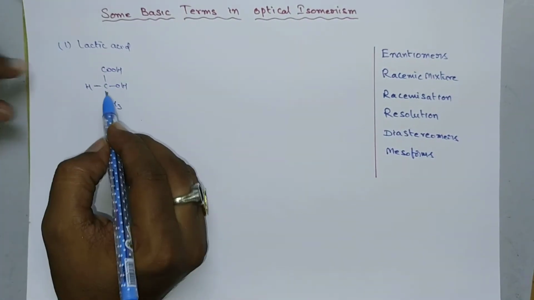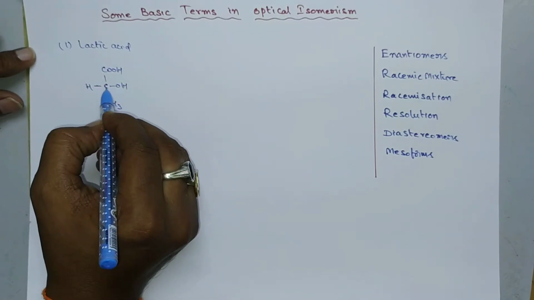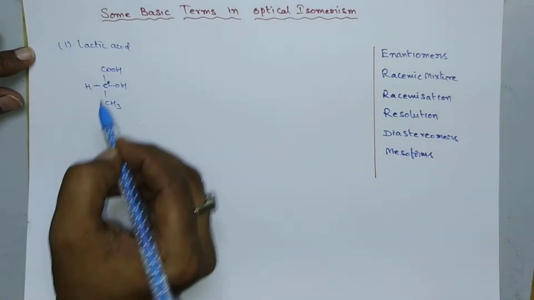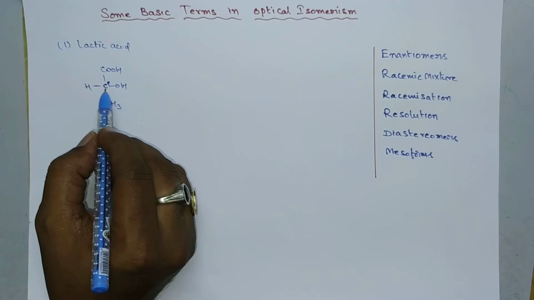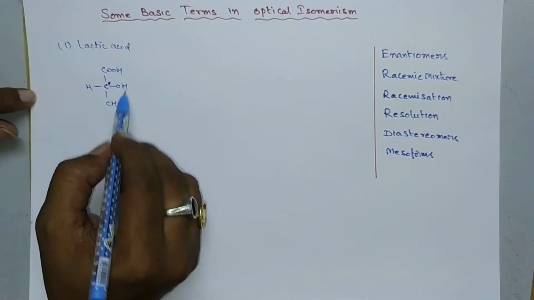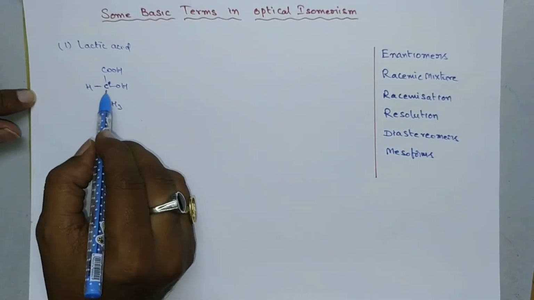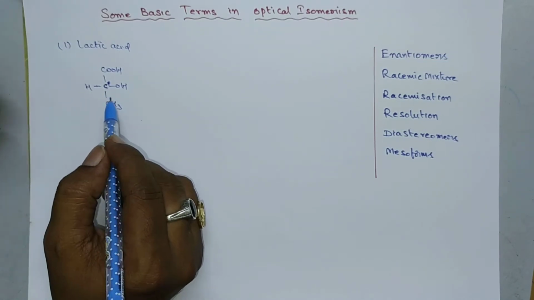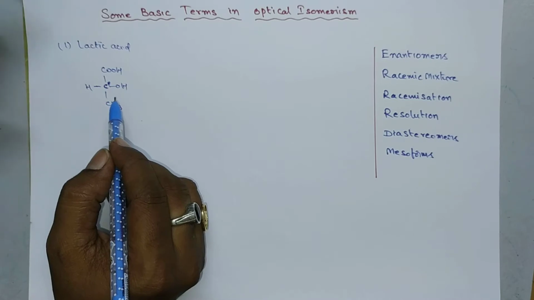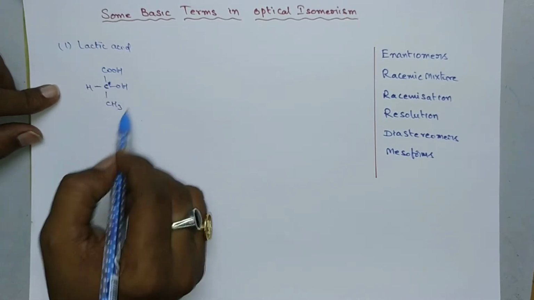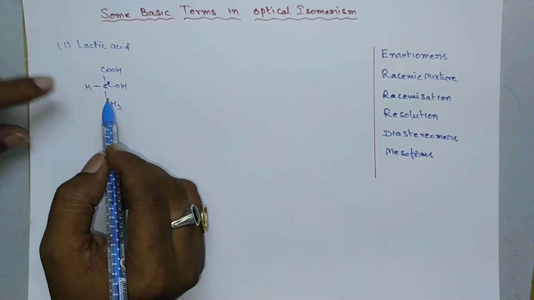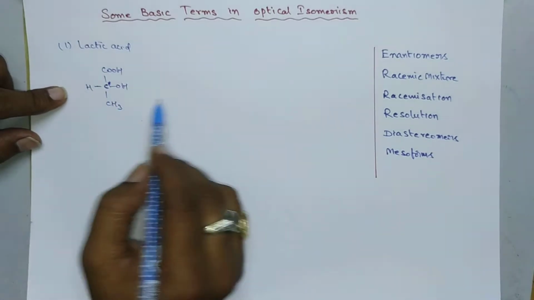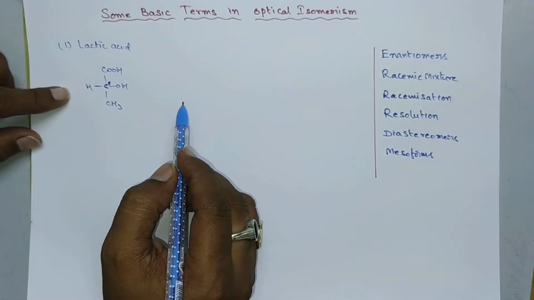In this lactic acid, there is one chiral carbon. Here is the chiral carbon. It is attached to 4 different atoms or groups, that's why it is the chiral carbon. If any molecule consists of one chiral carbon, that molecule is generally optically active. So this molecule is optically active. Now we have to check what isomers are possible for this lactic acid.